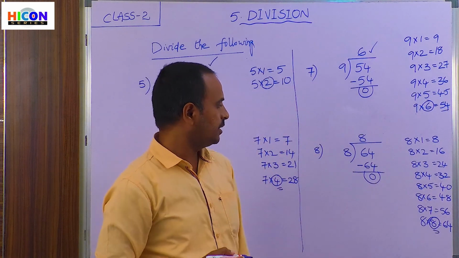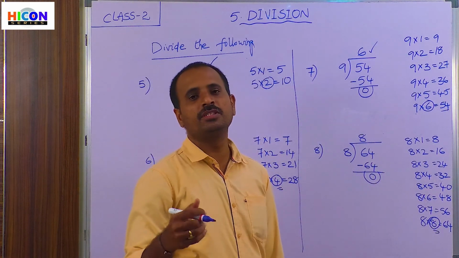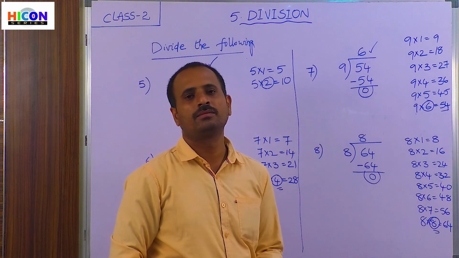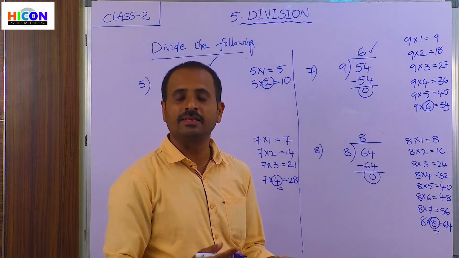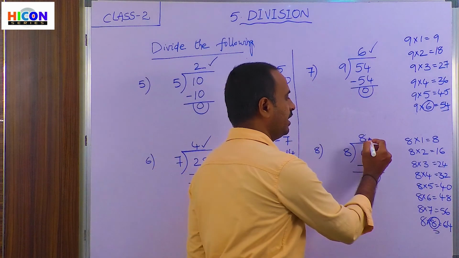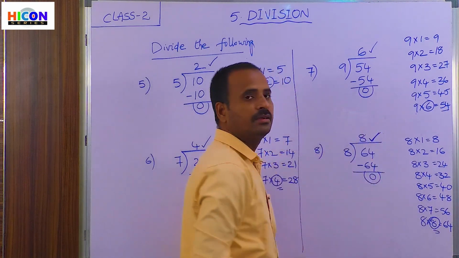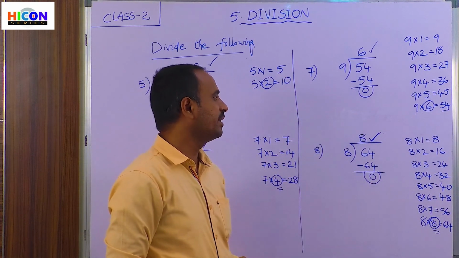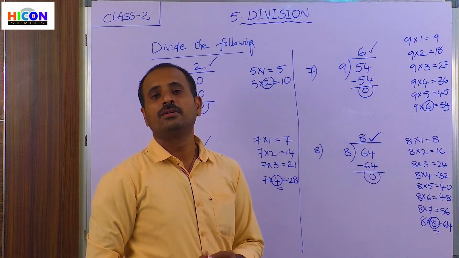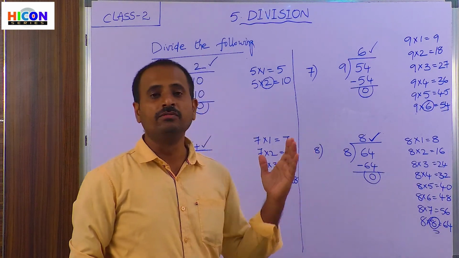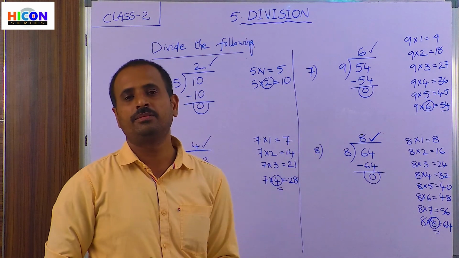So children, in this way, we have to continue the division until we get 0. So what is the answer here? The answer is the quotient. What is the quotient? 8. So the answer is 8. And what is the remainder? The remainder is 0. So children, in this way we can do the divisions by using the long division method.